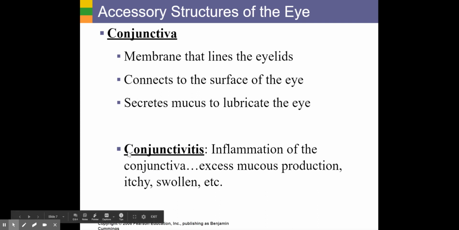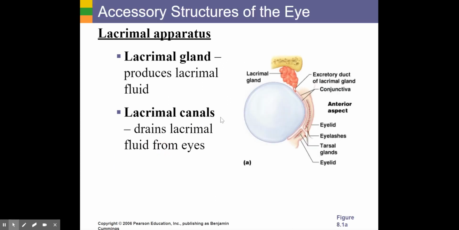Conjunctivitis a lot of times can be referred to as pink eye, essentially, because that's all that we're really looking at here. It's either an inflammation or some sort of excess production of mucus. But usually pink eye is more associated with a bacterial infection that causes this.